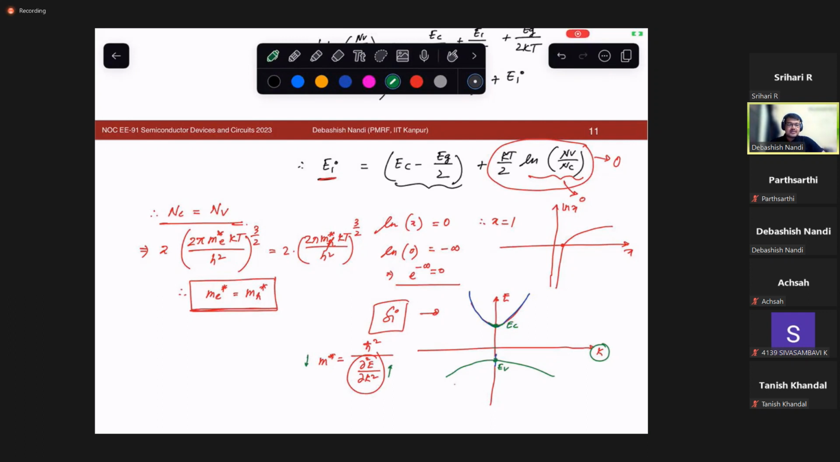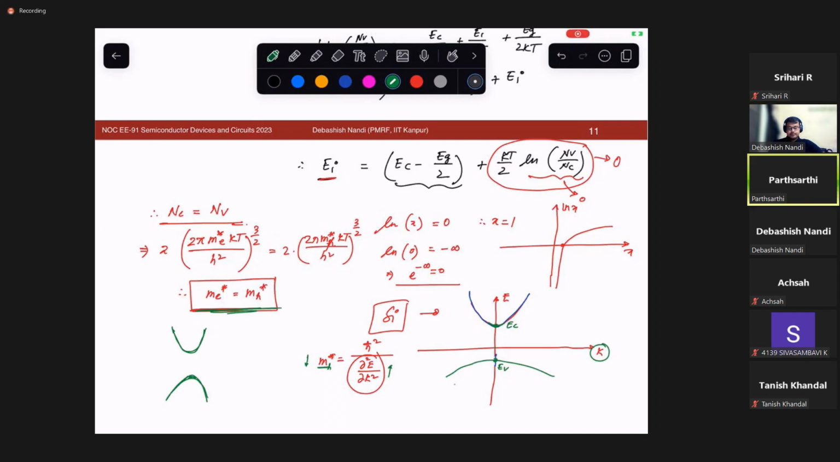Sir, can you repeat? The valence band curvature is less, so the effective mass is high. The valence band curvature of the hole is lesser, so your m star h is higher. And if these two have to be equal, then the curvature of both has to be the same, right? Did you get it? Yes, sir.